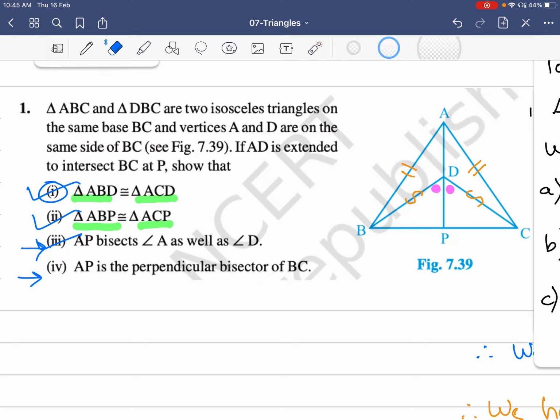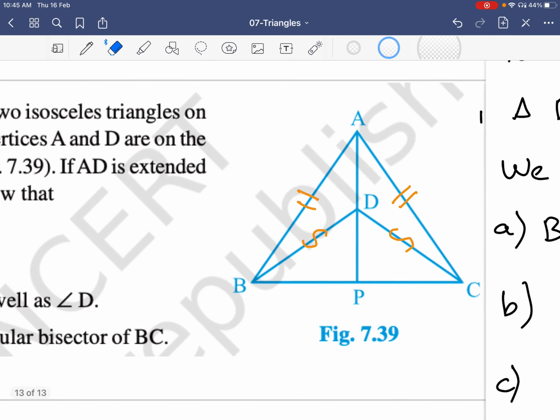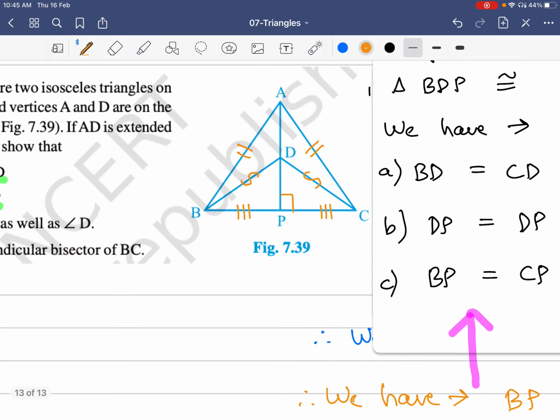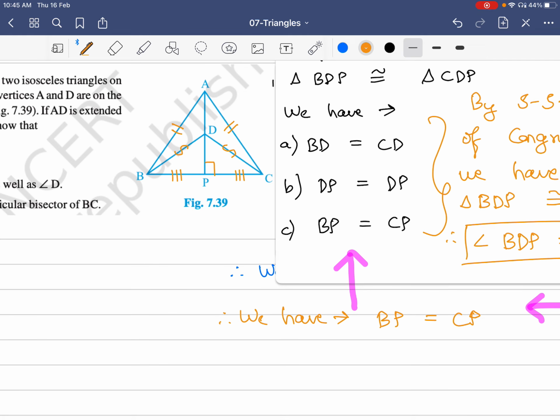So what is the definition of perpendicular bisector? Okay, let's zoom in here. Perpendicular bisector means a line. This line will be a perpendicular bisector of BC if, point number 1, it is perpendicular to this BC, and if it divides this BC into two equal parts. Two equal parts is already shown here. We already have this thing.